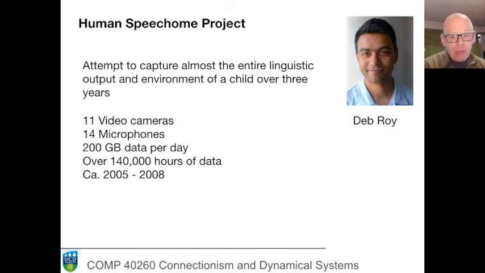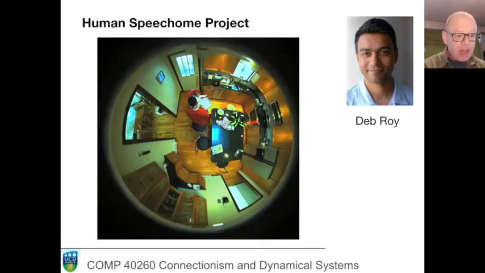The basement of the house had to be retrofitted and turned into a data center to which all this data could be streamed. And then they ended up with 140,000 hours of audiovisual data, and making any kind of sense of that is extremely difficult. So a lot of the concerns that arose from a pragmatic point of view in this project have to do with how do you make intelligent use of this kind of rich data.